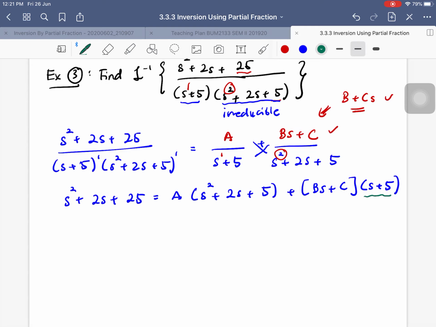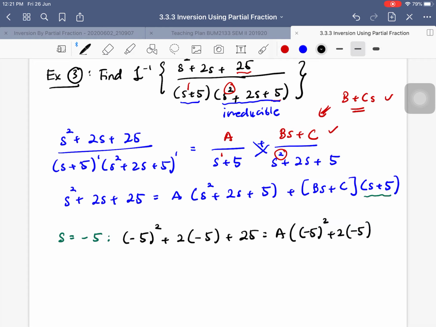So that's why I'm going to use substitution, and my first substitution is s equal to negative 5. When I substitute s equal to negative 5, I'm going to have (negative 5) squared plus 2 multiplied by negative 5 plus 25. And on this side, I'm going to have A times (negative 5) squared plus 2 multiplied by negative 5 plus 5.